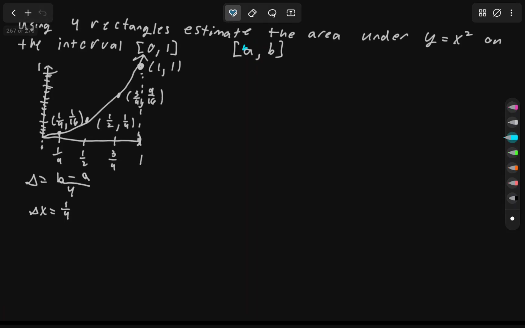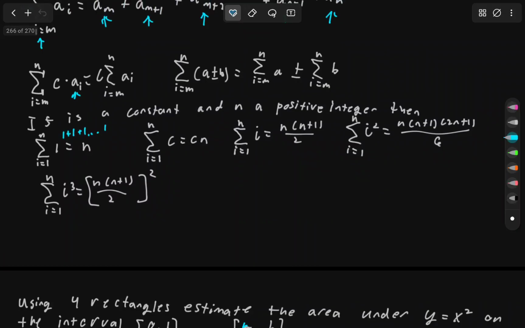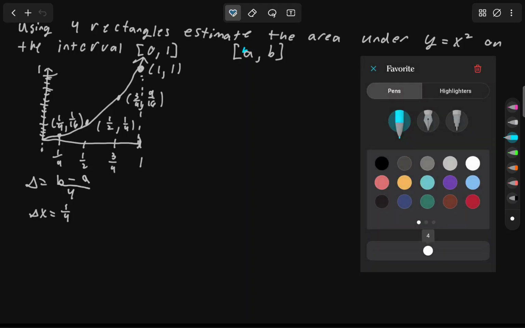So now what we want to do is start using these rectangles to find the area under the curve. And we're also going to use the summation notation to help us with that, especially whenever we're moving on to the limit process. So I want to start out by asking, if we're using 4 rectangles to estimate the area under the curve y equals x squared on the interval from 0 to 1, what do we do?